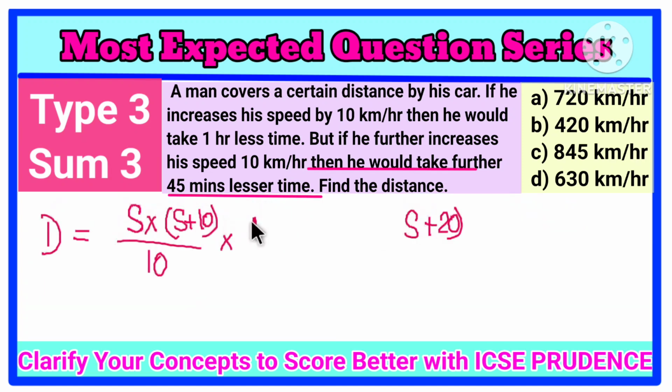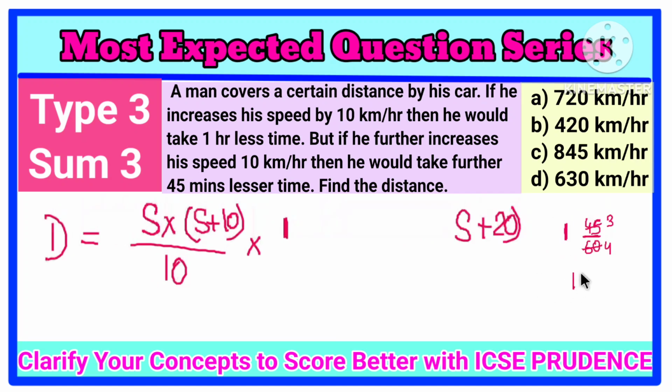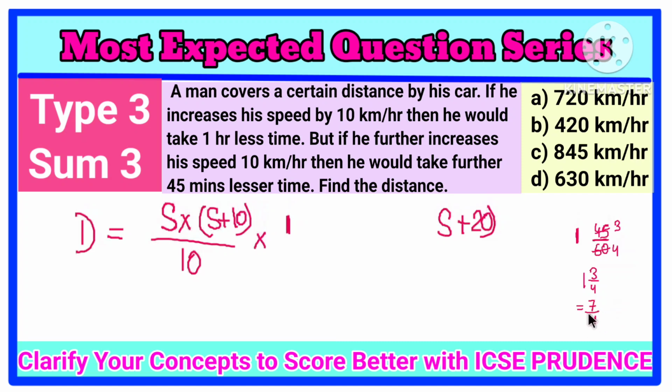So already he was taking 1 hour less. Along with this 1 hour he is taking further 45 minutes less than the previous one. So 1 hour he is already taking less, plus 45 minutes he is taking less. If you change 45 minutes into hours, you need to divide by 60. So 15 3s are 45 and 15 4s are 60. So you are getting this in mixed fraction, that is 1 3 by 4. If we change it into an improper fraction, 4 1s are 4 plus 3, that is 7 by 4. This is the time difference in the second case.